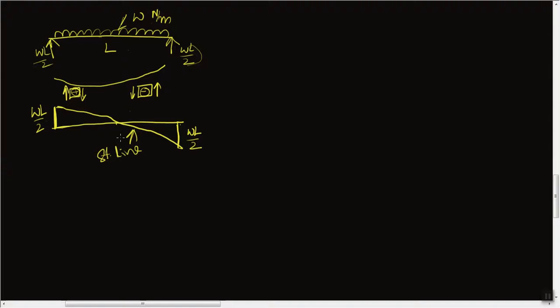Coming to the bending moment diagram, since this is sagging, our bending moment diagram must be positive, so we draw it on the top side of the reference line. To find the bending moment at this location, the bending moment due to this load is W into L by 2, the total load into distance. Here we measure the distance from here to here, which is L by 2.